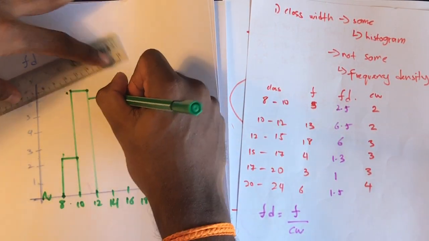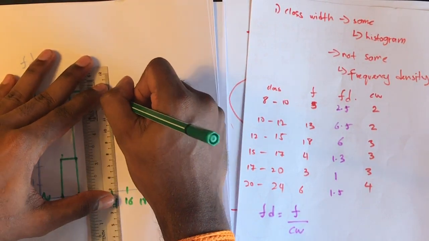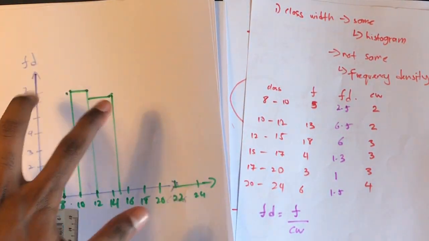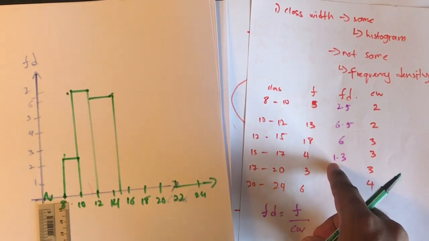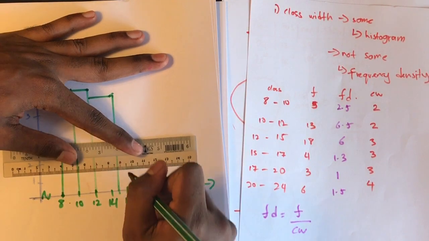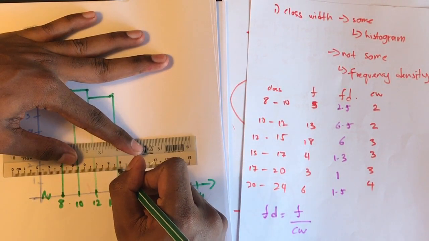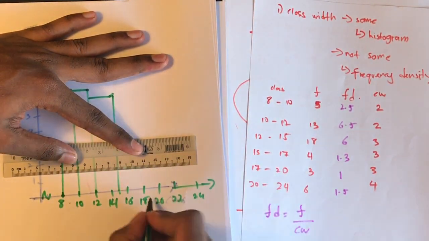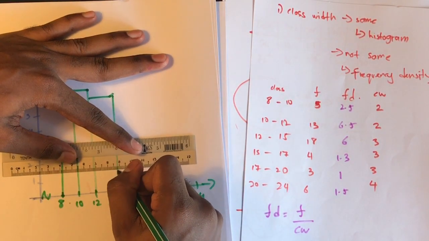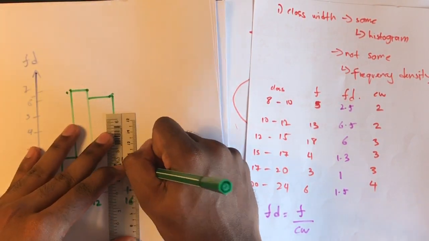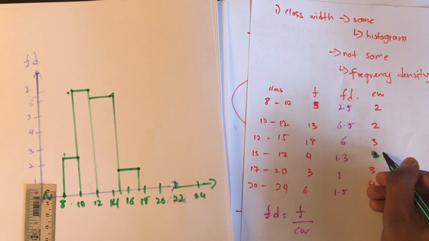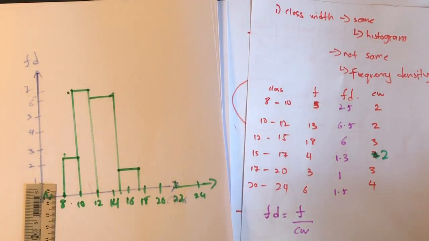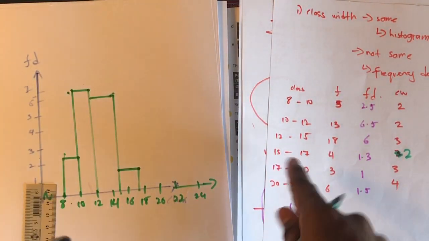Now you'll see the width will become a bit longer. This is how you should draw actually. Ignore the previous one. A bit longer. And then the next one is 15 to 17, which is 1.3. So 1.3 should be at 15 to 17. Oh, the class width is 2 already actually. So I made a mistake here. Its class width is 2. Sorry, I didn't count properly just now.